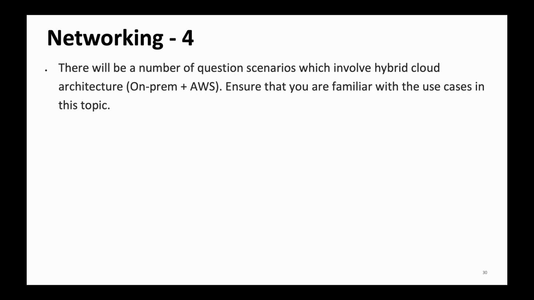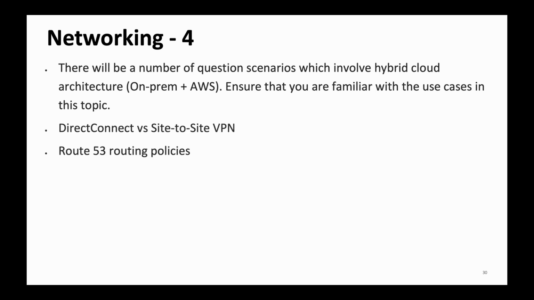And you can expect a few questions regarding hybrid cloud architecture, meaning the connectivity from on-premises data center to AWS VPC. You should know about direct connectivity, site-to-site VPN, etc. So just read about that. And also have idea about Route 53 routing policies. You can expect a couple of questions. Definitely you can get questions about the various routing policies of Route 53.